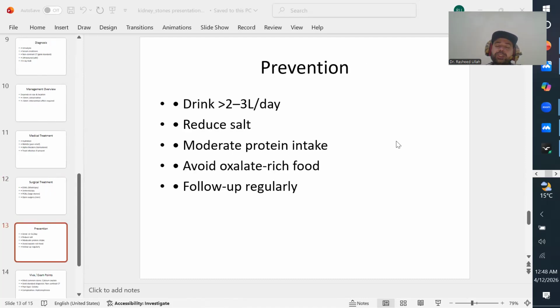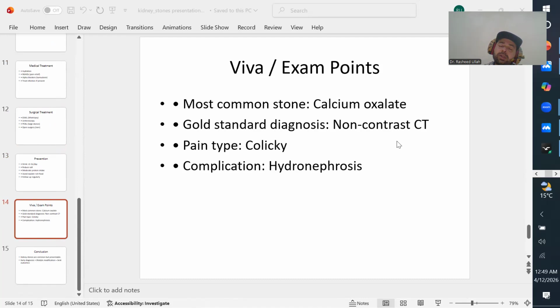Prevention: we advise patients to drink 2 to 3 liters of water daily, like per day. Reduce salt, moderate protein intake, and we also advise patients to avoid oxalate-rich food, and to come for follow-up regularly. So the most common stone is calcium oxalate stone, and the gold standard diagnosis is non-contrast CT.